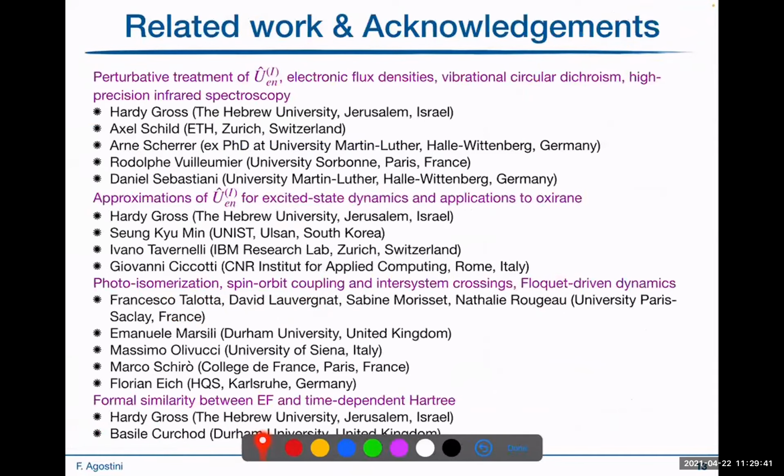So maybe I can go fast through this slide. The idea here is just to give some information about how we used this analysis of this U operator, this leading term of the operator, for additional work. What we did, for instance, was to treat perturbatively the effect of this leading term of the electron-nuclear coupling operator, to do studies on electron-nuclear electronic flux densities, vibrational circular dichroism, and high precision infrared spectroscopy. And these are all the people that were involved in this work.